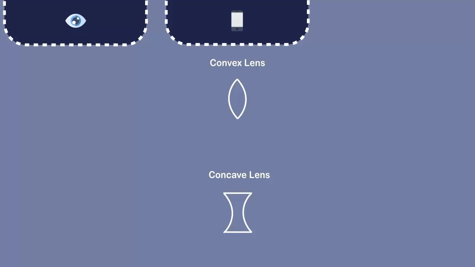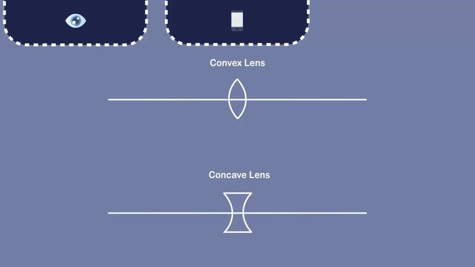The center of the lens is called the optical center. Since these lenses have two curved surfaces, there are two centers of curvature. The line joining these centers of curvature is called the principal axis, which we consider to be the x-axis. Now, this is how light parallel to the principal axis behaves in both of these lenses.